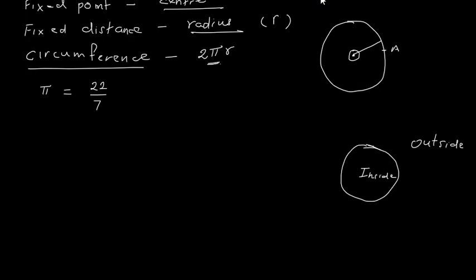This circle and this interior part, they together form the circular region. So circular region is what? Circular region is the circle and its interior part, that is called the circular region.